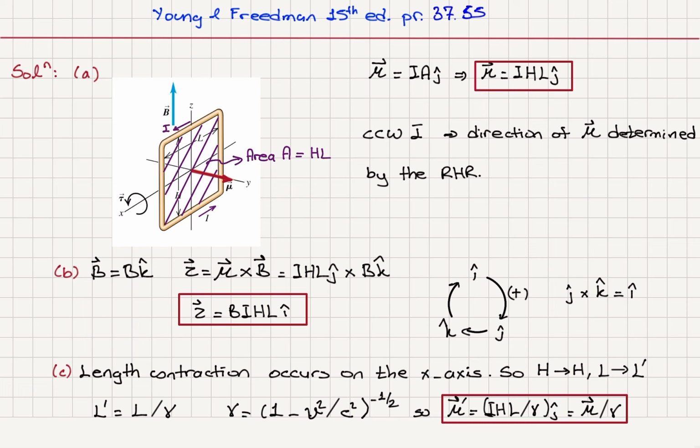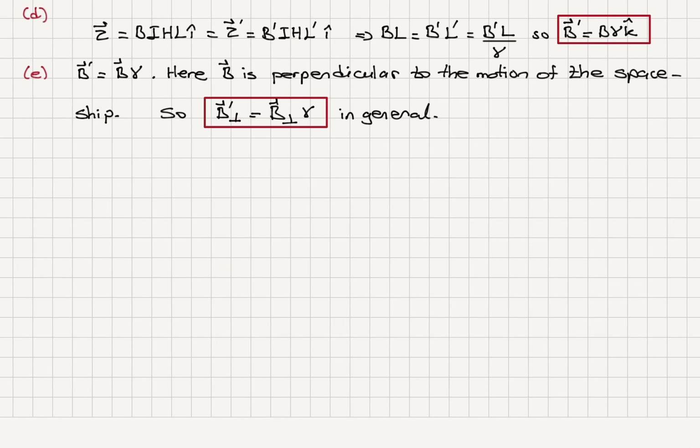Now, they will measure the same torque. The two reference frames will measure the same torque. That implies the magnitude BIHL should be B prime IHL prime, which is L divided by gamma, telling us that the magnetic field measured by the aliens will be B times gamma in k hat direction. And in general, if the motion of the spaceship is perpendicular to the magnetic field, the component of the magnetic field measured in the perpendicular direction is the perpendicular magnetic field multiplied by the relativistic correction factor gamma.